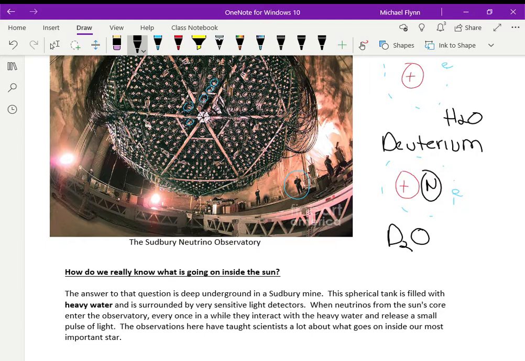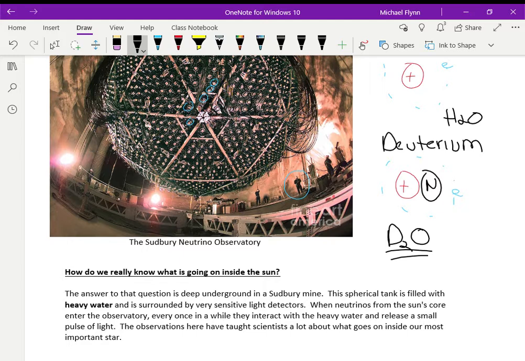But every once in a while, a neutrino will collide with one of these D2O molecules, and when it does, there's a very faint flash of light. These cameras are designed to detect that, and then we can study the properties of those neutrinos this way. We have learned more about what goes on inside our star than any telescope could ever tell us, in this observatory buried deep in a Sudbury mine shaft, called the Sudbury Neutrino Observatory.